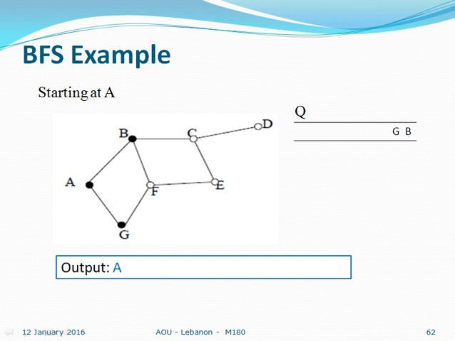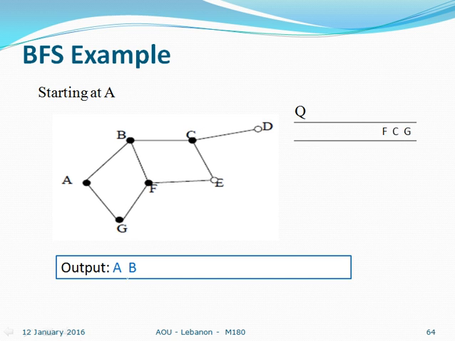Now you take out B, remove B and insert its neighbors. Neighbors are C and F. So insert C and F. First you insert C, then you insert F. Then you have B in the output. Okay, so you have B in the output and its neighbors are inserted.